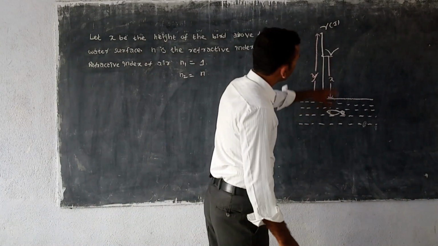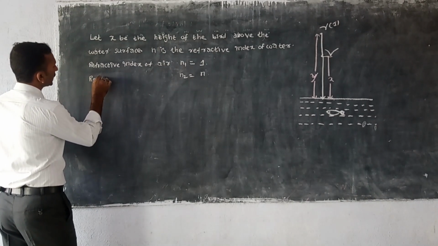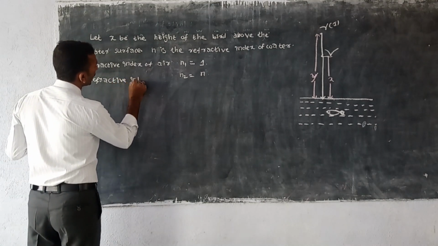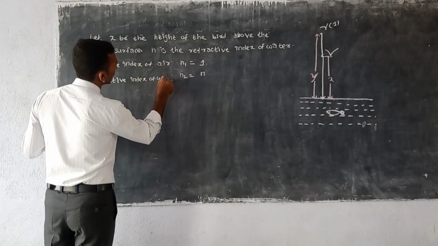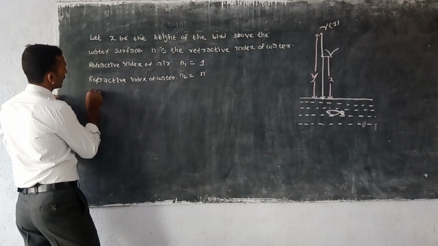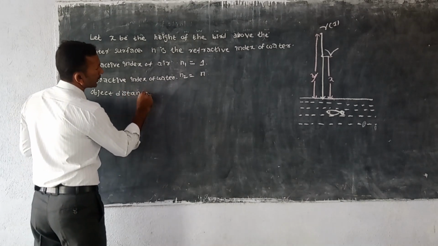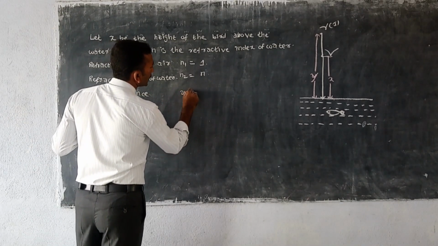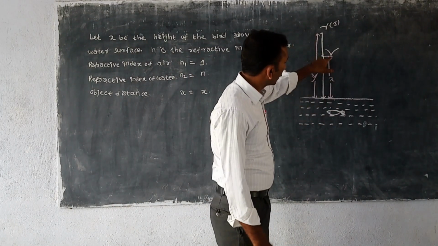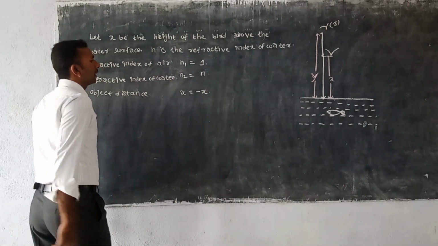And the object distance. What is the object distance here? We thought about it: U equals x. In which direction are we taking it? It is taken in the direction opposite to the right direction, and that is why we take it as a minus value.